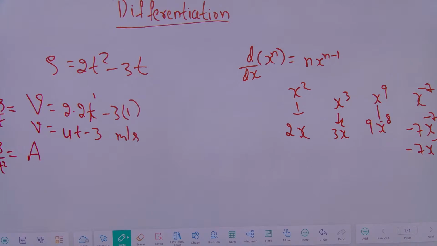So double differentiation means you will not just differentiate and then take the square. Whatever you differentiate, you will not take its square. That is wrong. ds by dt whole square is not the same as d square s by dt square. That you remember. Okay, now I should differentiate this again.